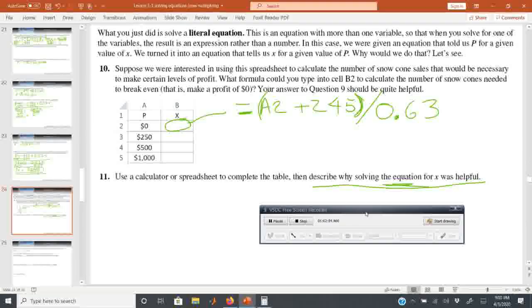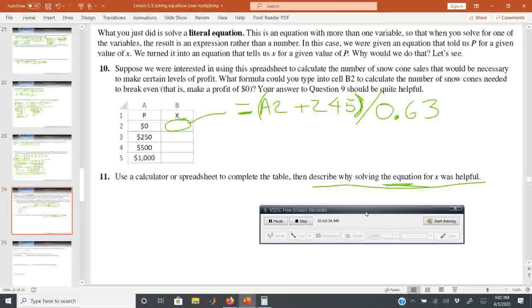So, question 11, use a calculator or a spreadsheet to complete the table. Then describe why solving the equation for x was helpful. Restart the video once you've done that. Particularly explain or describe why it was helpful.